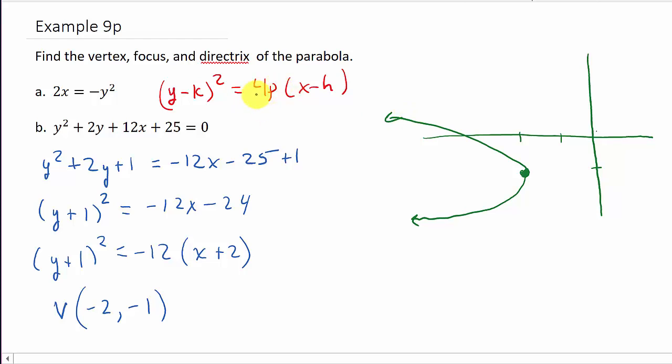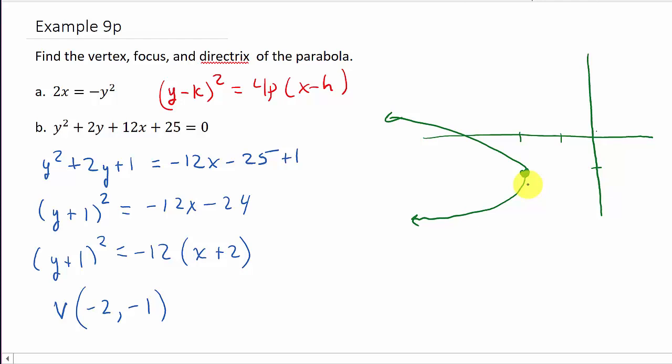Okay, so what's p? Well, I also didn't mention, we know the parabola is opening left because the number in front of the x part is negative, so we know it's opening left, and also because the y term is squared, so it's either going to open left or right. All right, so let's go ahead and find p first before we draw in the focus and the directrix.